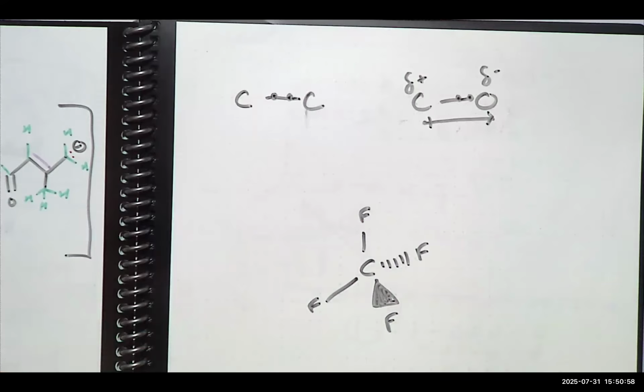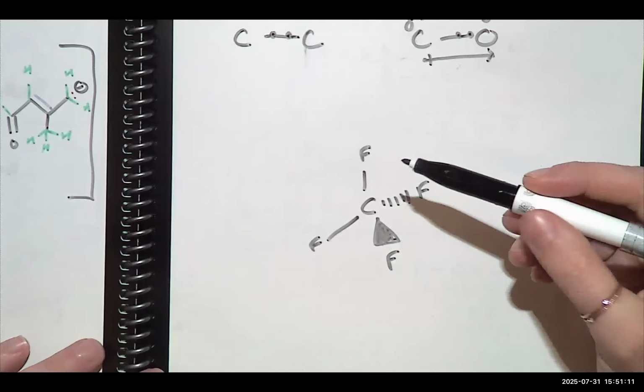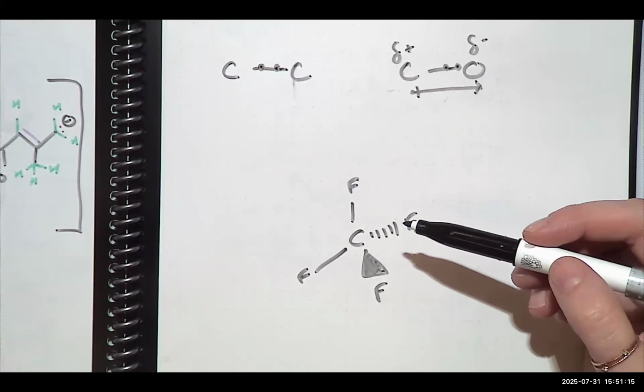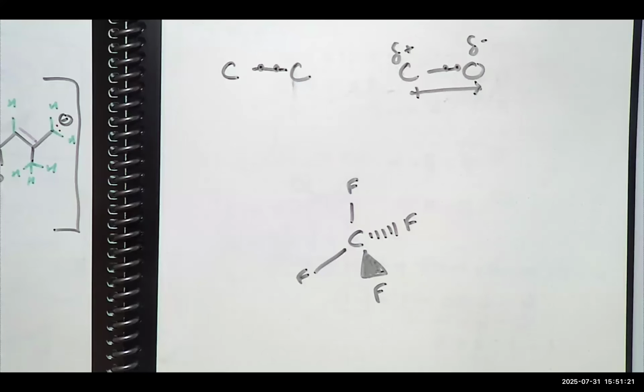Now ask yourself, is there an electronegativity difference between carbon and fluorine? The answer to that is yes. Fluorine's the most electronegative atom. So try to draw in the dipole moment arrows that point the right way between the carbon and the fluorine. I'll give you a second to do that. Pause the video if you need to.